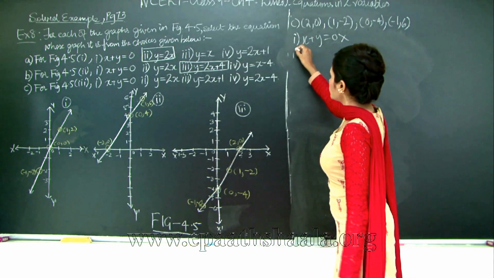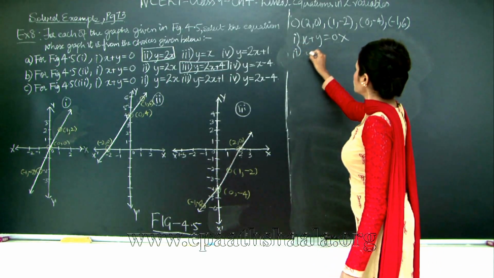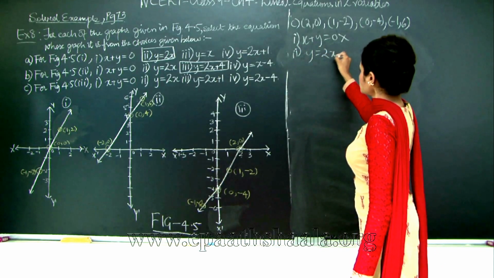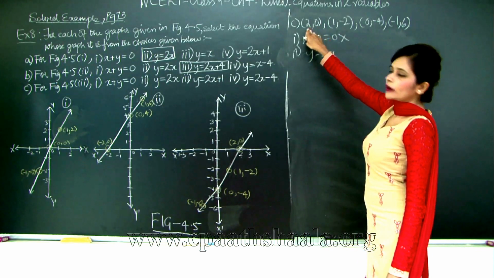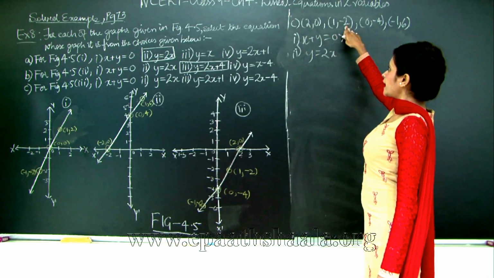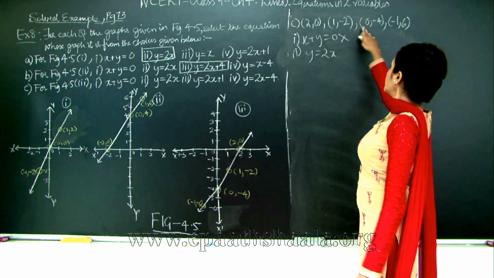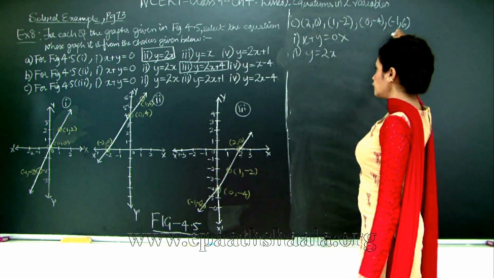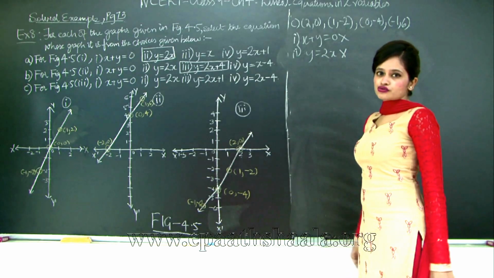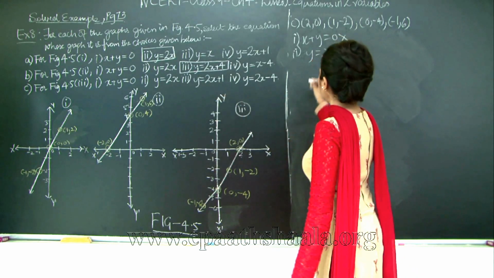Let's check for the second one. y is equal to 2x. So is y twice the value of x? Is 0 twice the value of 2? No. Is minus 2 twice the value of 1? No. Is minus 4 twice the value of 0? No. Is minus 6 twice the value of minus 1? No. So even this is ruled out. Let's check for the third one.